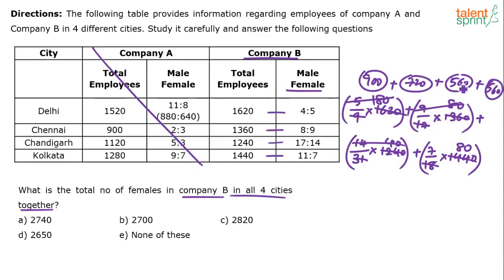Add these four. 560 and 560 is 1120. 1120 plus 720 is 1840. 1840 plus 900 is 2740. Option A will be the answer.